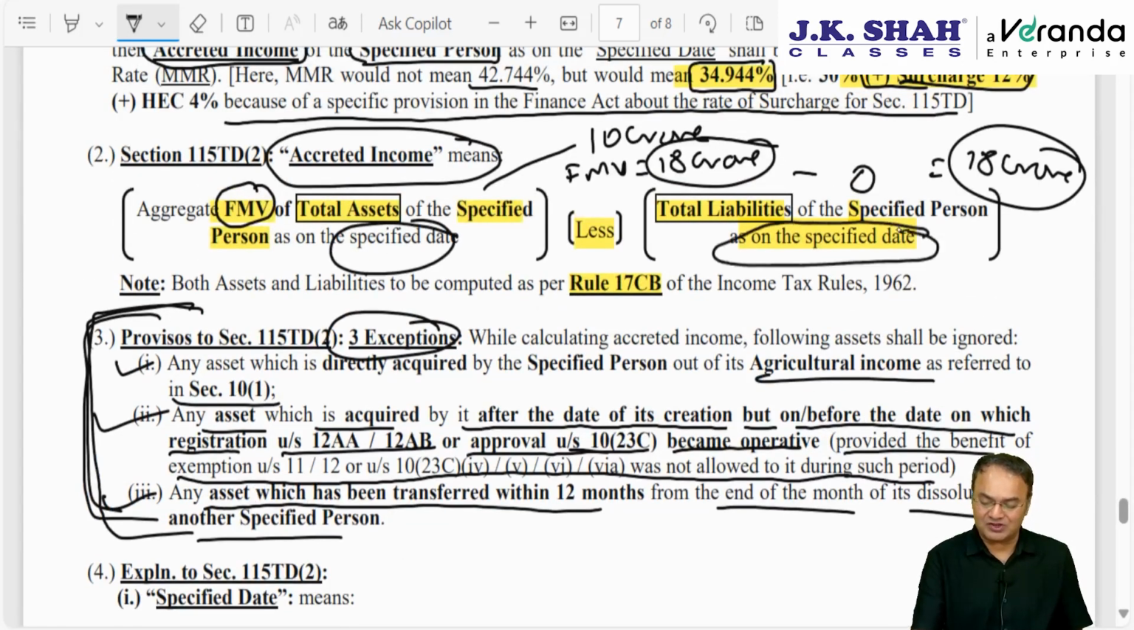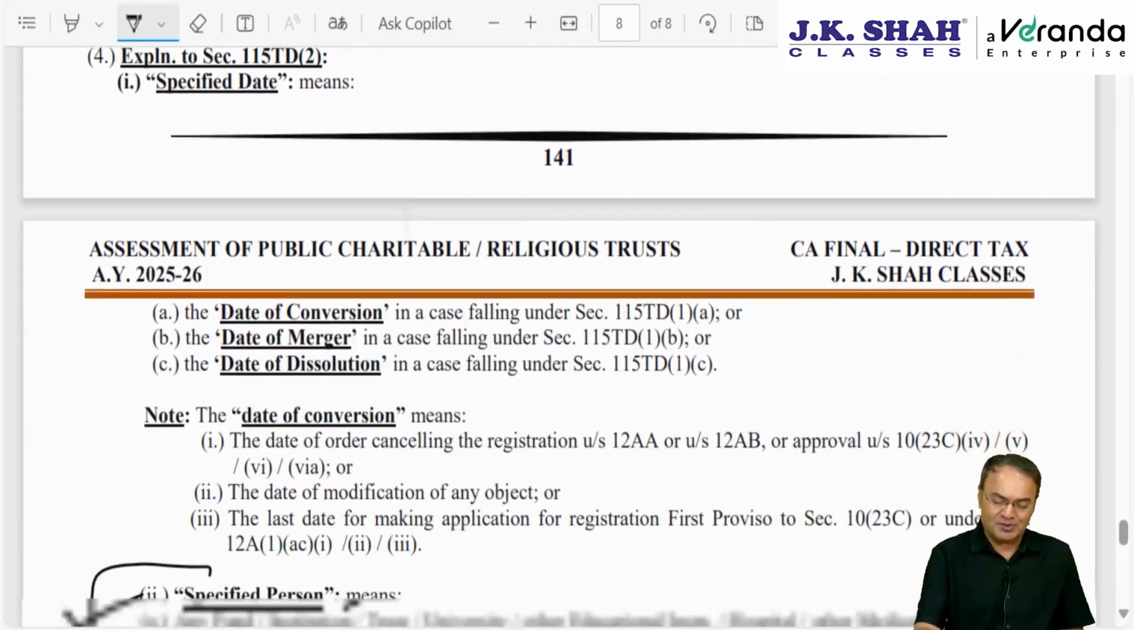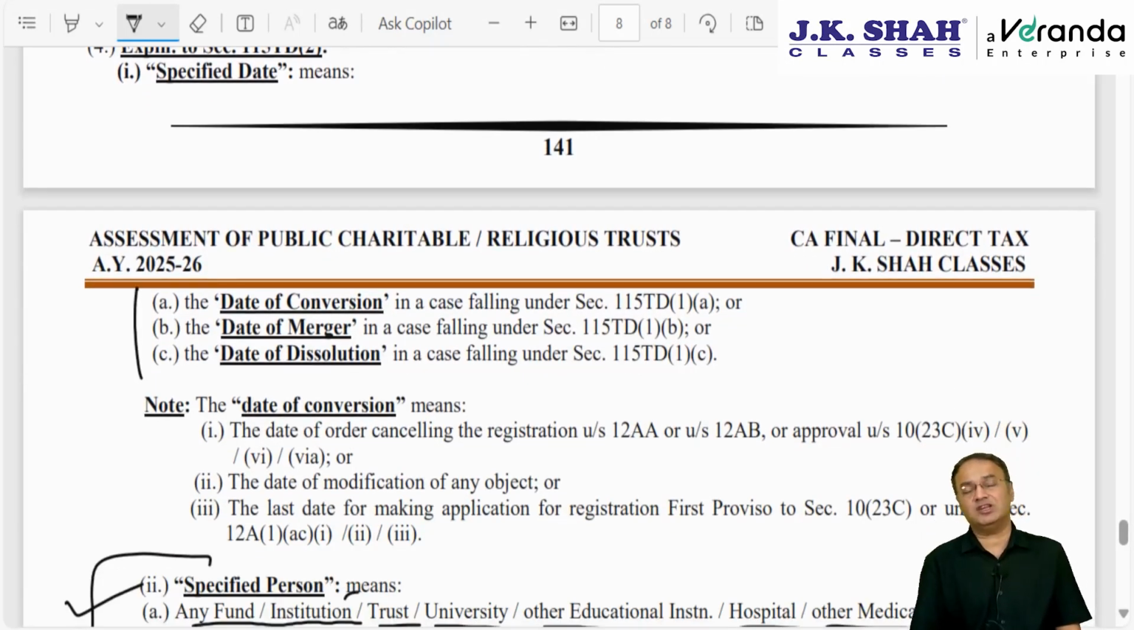Now, the value should be as on the specified date. Liability also as on the specified date. What do you mean by specified date? That is also clarified. The specified date for 3 situations will have 3 meanings. Number 1, the first one, is where the trust is converted. Trust is converted means the specified date as on which we have to find out the value would mean the date of conversion. A merger, say Siddhivinayak Temple Trust merging with Being Human, then in such a situation the date on which the merger took place will be called the specified date.